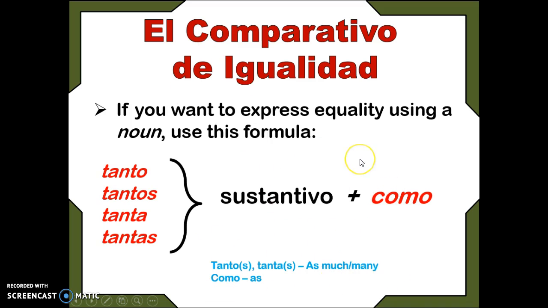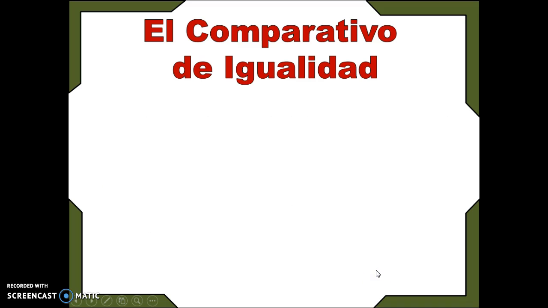So if you want to, again, compare two things, but they're of equal value, or they show equality, you need to know what this means too. Tan, without the T and the O and the S, or the A and the S, just tan, again, means as, but tanto, tantos, tanta, and tantas mean as much or as many. So let's look at that in a sentence.